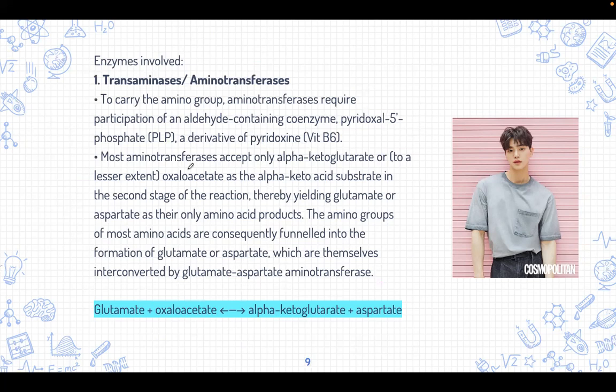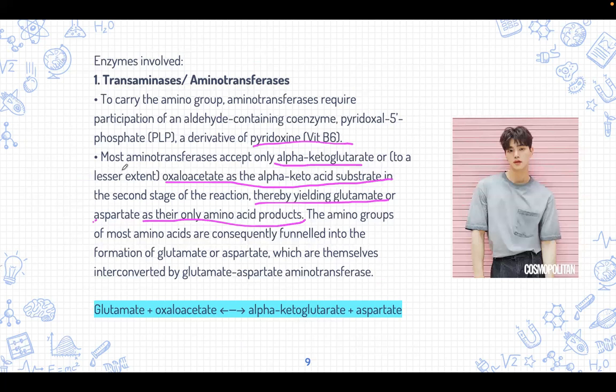So to carry the amino group of your amino acid, aminotransferases require participation of the aldehyde-containing coenzyme pyridoxal 5-phosphate or your PLP. Ang haba, ma'am. It is a derivative of your pyridoxine or your vitamin B6. Most aminotransferases accept only alpha-ketoglutarate, and to a lesser extent oxaloacetate, as the alpha-keto acid substrate in the second stage of the reaction, thereby yielding glutamate or aspartate as their only amino acid products.